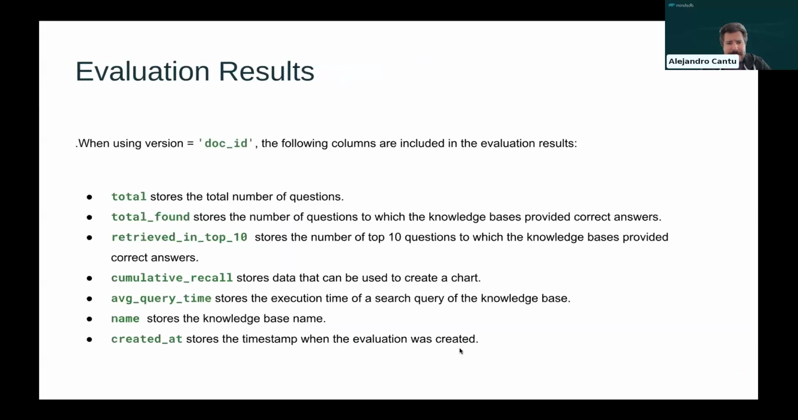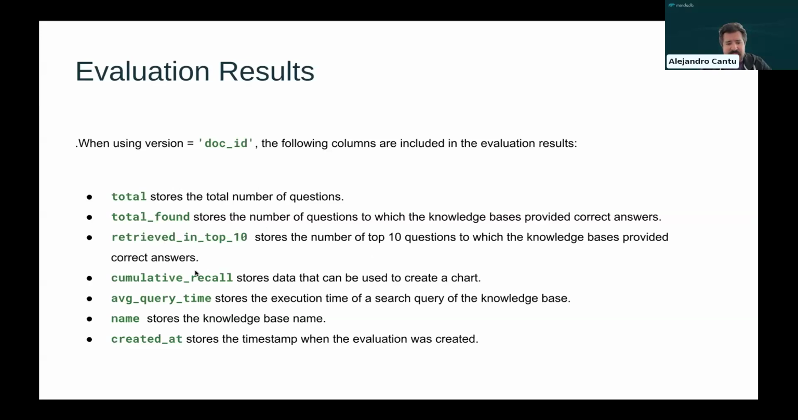All right. And so what can you find really? What are the metrics that you're going to be able to get from the evaluation? So when using version.id, you'll be able to see the total number of questions, total found, like what are the questions that were found around those. So if I had 10 questions, I found 10, retrieving top 10. So basically how many of those answers actually came in the top K10 of the knowledge bases.